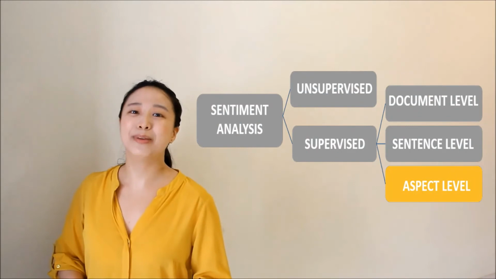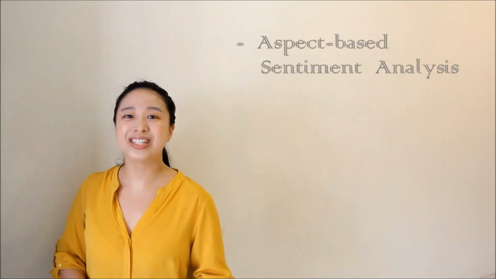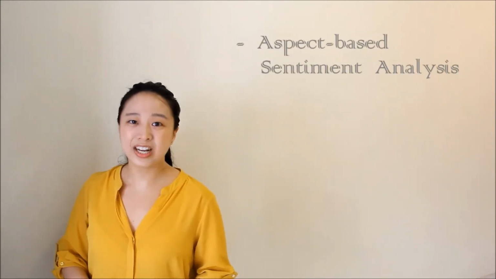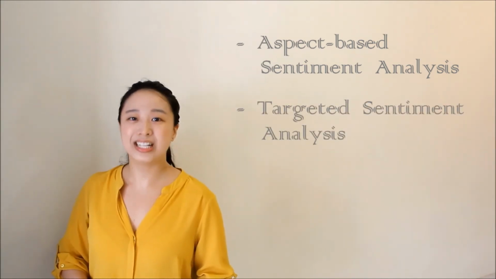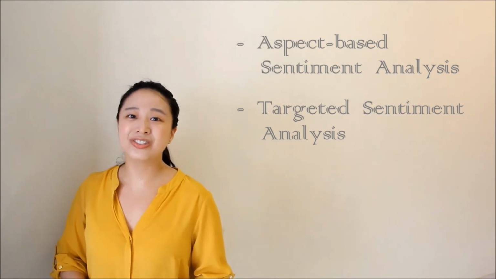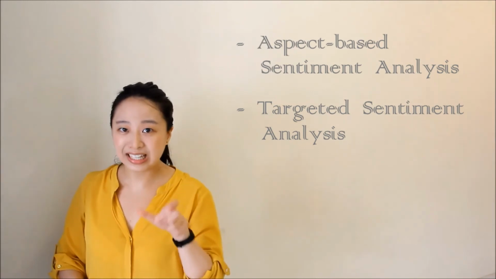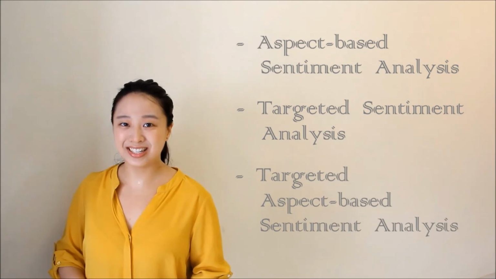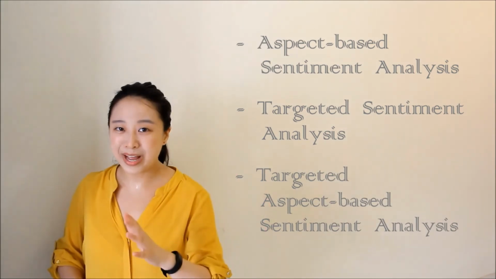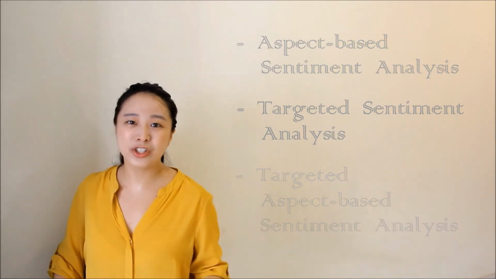Aspect level sentiment analysis has different kinds. The first kind is aspect-based sentiment analysis. It tries to do sentiment analysis with regard to different aspects. The second kind is targeted sentiment analysis. It tries to do sentiment analysis for different targets in the sentence, which are the entities in the sentence. The third kind of aspect level sentiment analysis is targeted aspect-based sentiment analysis. It's a combination of the previous 2 types.